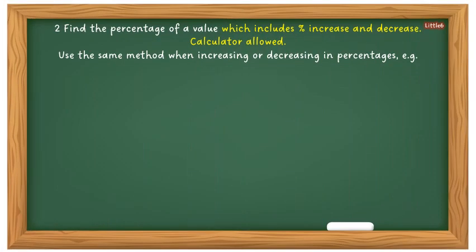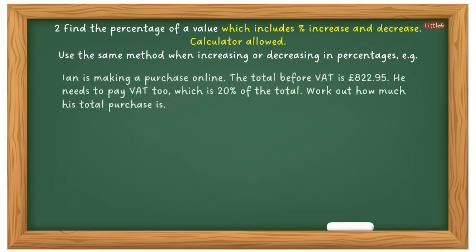Moving on, let's find the percentage of a value which includes an increase and decrease, and this is the calculator allowed. So use the same method when increasing or decreasing in percentages. Here's an example. Ian is making purchases online. The total before the VAT is £822.95. He needs to pay VAT too, which is 20% of the total. Work out how much his total purchase is.